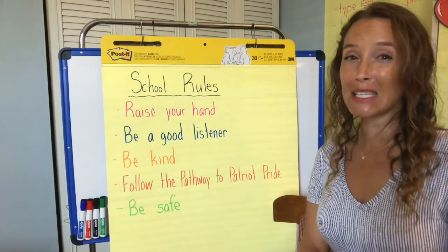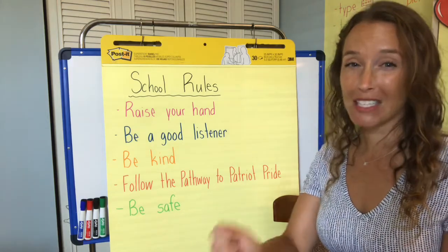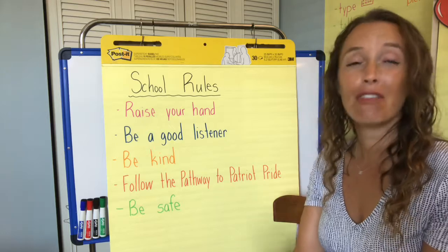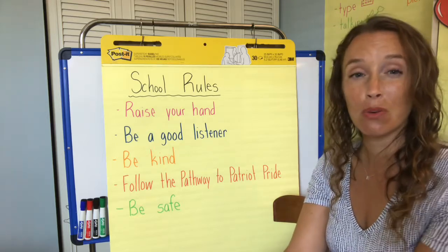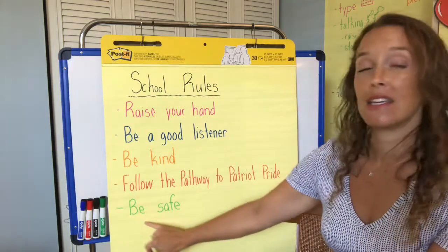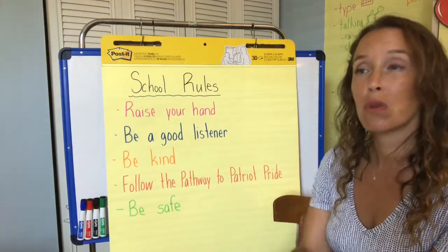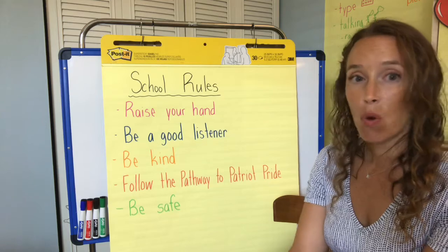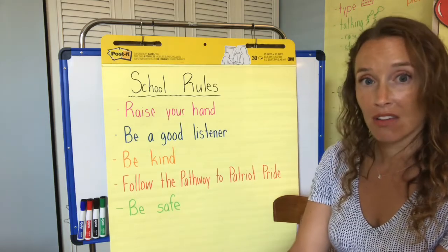We don't lean back on our chair or pull our desk back because that could fall down and we could hurt somebody who is near us, or we could hurt ourselves. So if we are being safe, that means we are doing things that won't hurt others and won't hurt ourselves.